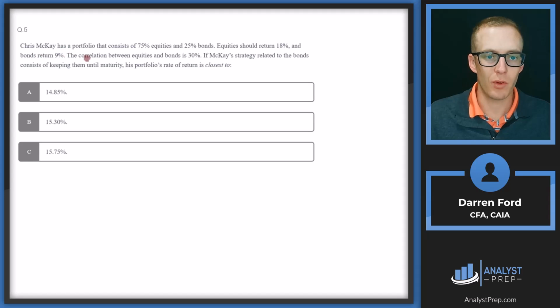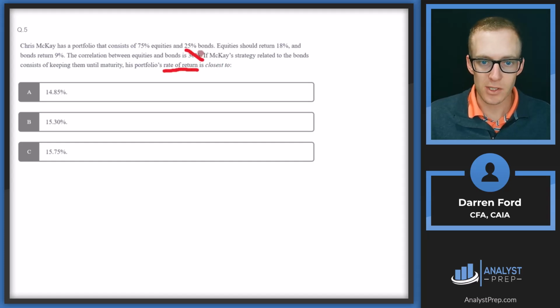Chris McKay has a portfolio that consists of 75% equities and 25% bonds. Equities should return 18% and bonds return 9%. The correlation between equities and bonds is 30%. If McKay's strategy related to the bonds consists of keeping them until maturity, his portfolio's rate of return is closest to. So we're looking at rate of return here.